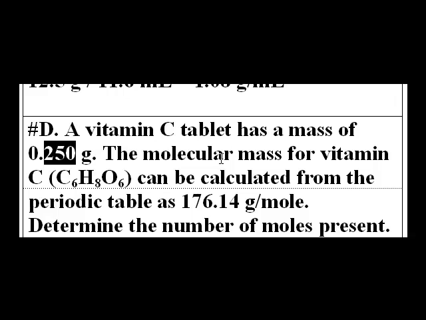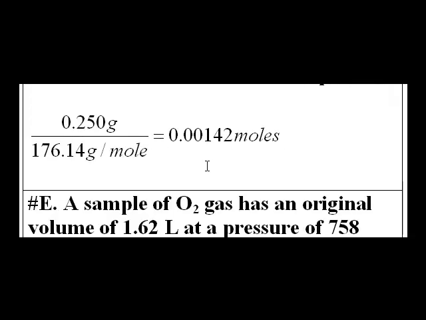Okay, the molecular mass for vitamin C can be calculated from the periodic table as 176.14 grams per mole. Determine the number of moles present. We do that by dividing the two numbers, and the result has to have the least amount of significant figures. Our top number here, 0.250, has 3 significant figures, and 176.14 has 5 significant figures, which gives 3 significant figures: 0.00142. The leading zeros here, of course, are not significant.